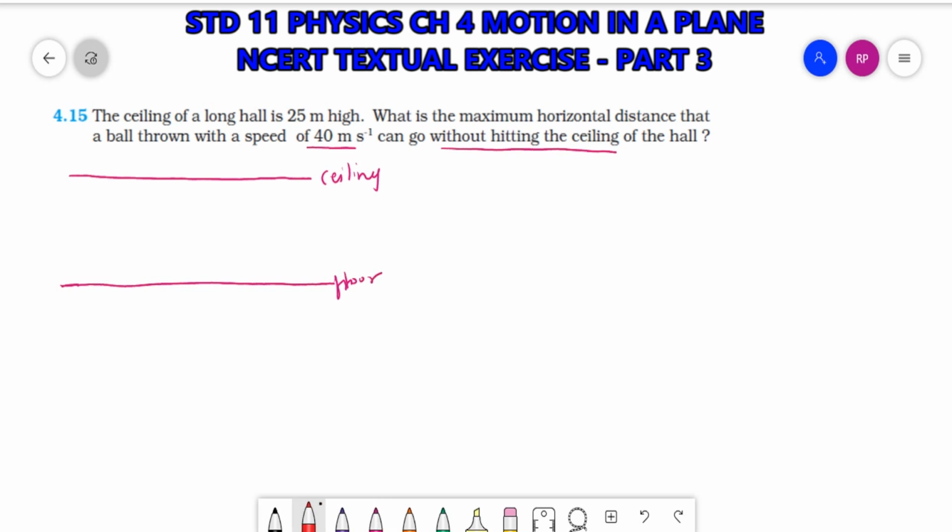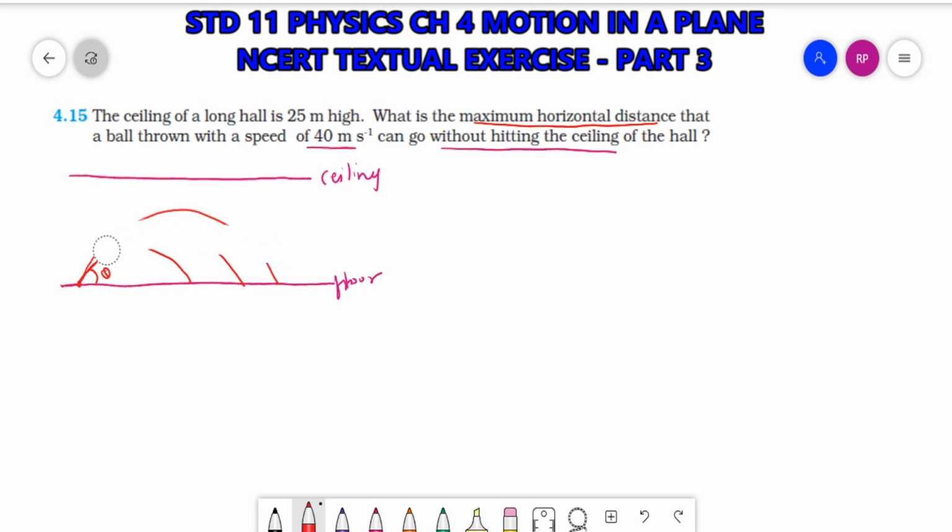Now see, if you are throwing a ball, let's take this is the point. When a ball is thrown in this direction, this angle is theta, right? Now see, when you increase this angle, the ball can reach different distances, right? So our question is, what is the maximum horizontal distance? The maximum horizontal distance you have to find out that a ball thrown with a speed of 40 meter per second can go without hitting the ceiling of a hall.